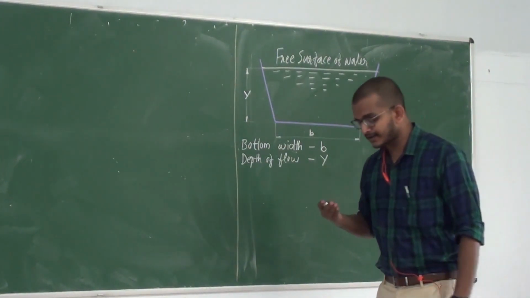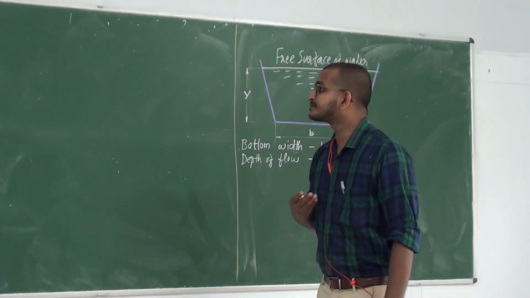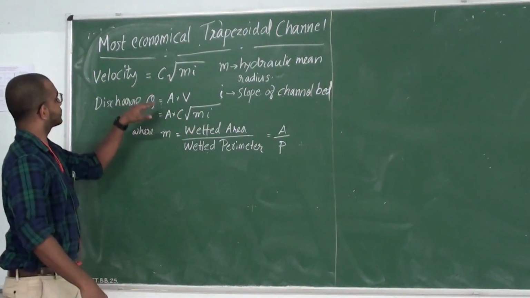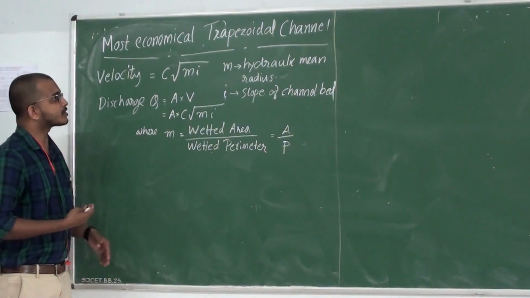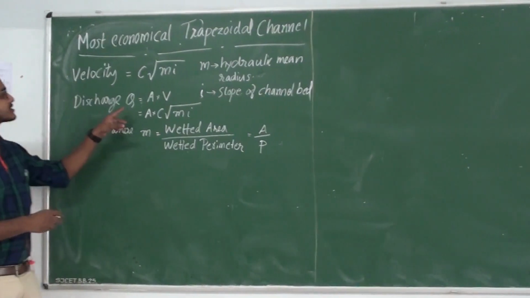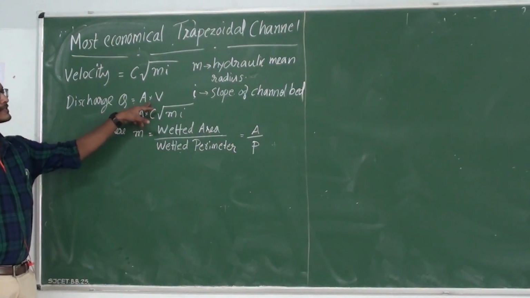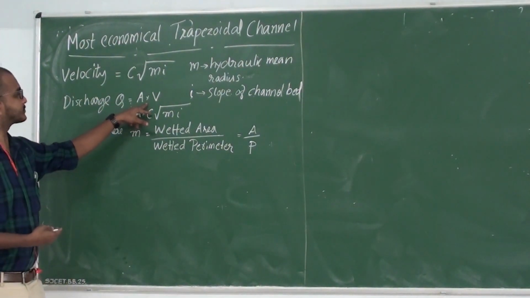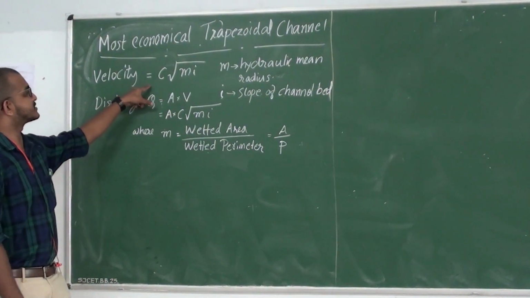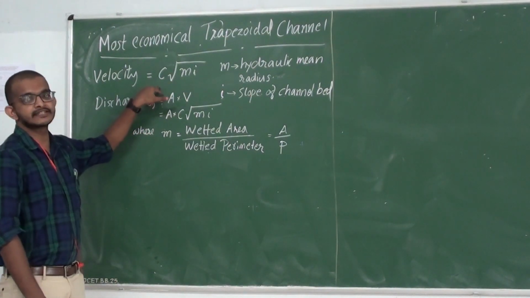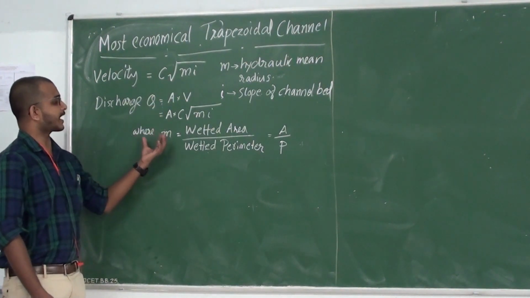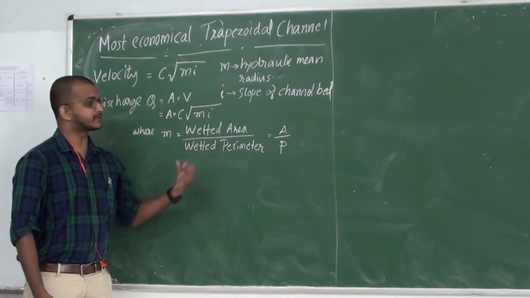A channel is said to be most economical when it gives maximum discharge through this channel. The discharge is given by area and velocity, where A is the area of flow, the wetted area, and the velocity is given by Chezy's equation. Velocity is equal to C into root mi, where C is the Chezy constant and m is the hydraulic mean radius. The hydraulic mean radius m is given by wetted area by wetted perimeter.